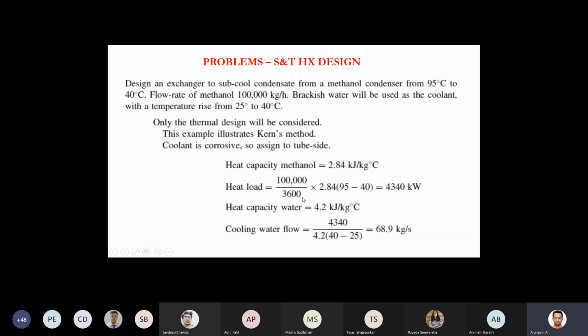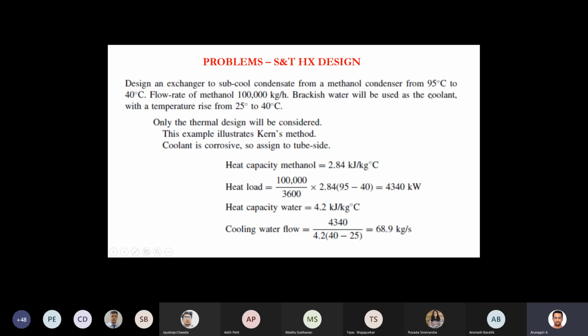So the heat load you can calculate as m Cp delta T. M is the mass flow rate, which is in kgs per hour, and you can convert it to kgs per second. This is the Cp value, and this is the delta T, 95 minus 40. So you will get the value 4340. This is the heat load.